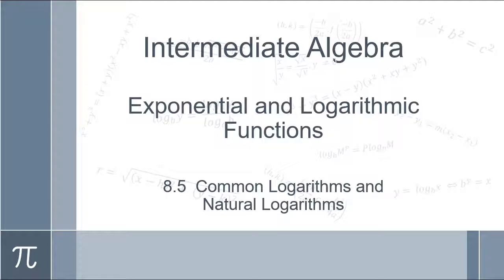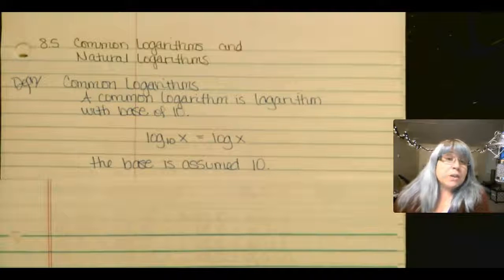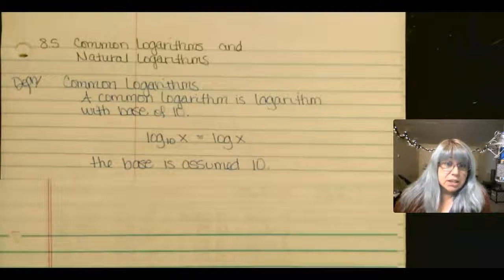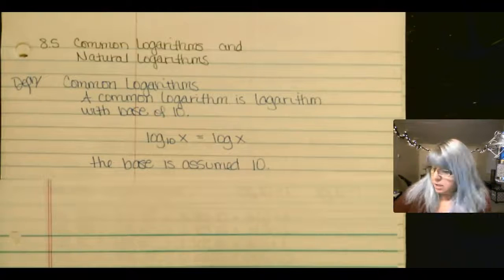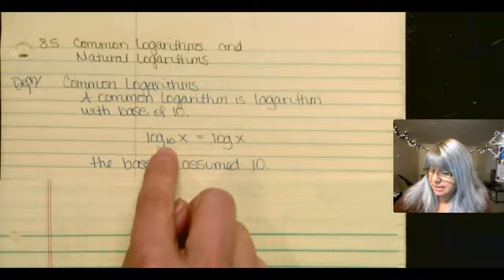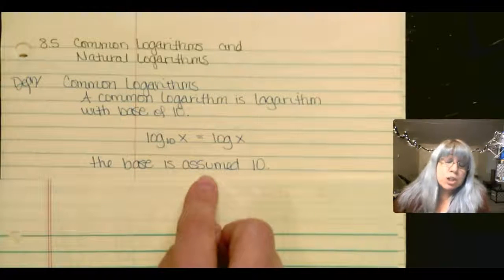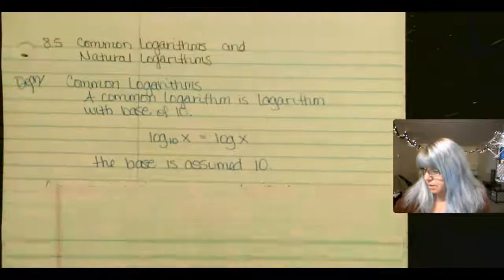In this lecture, we'll discuss what a common logarithm is and natural logarithms. Right, common logarithms and natural logarithms. Let's talk about this a little bit. Common logarithm is the logarithm with a base 10. So instead of saying log base 10 of x, we're just going to say log x. The base is assumed to be 10.